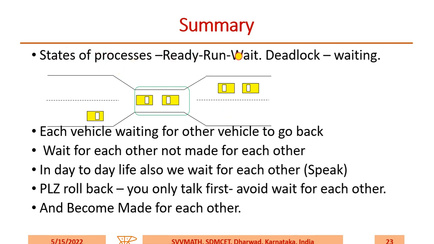States of a process are ready, run, wait. Deadlock means waiting for each other. Each vehicle is waiting for another vehicle to go back. So please remember this diagram in day-to-day life also. In day-to-day life also, most of the time we wait for others to talk, others to speak. So it's better to roll back, you only start, so that there will not be any deadlock. Instead of waiting for each other, you can become made for each other.